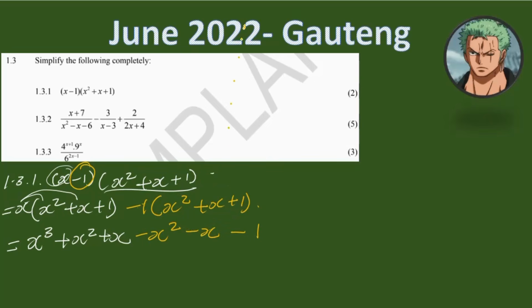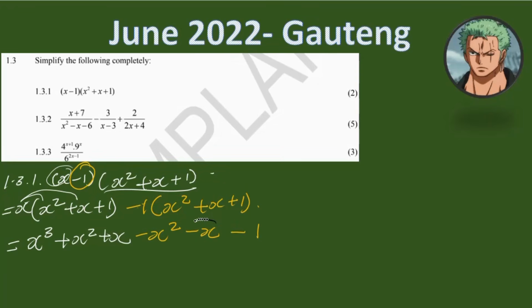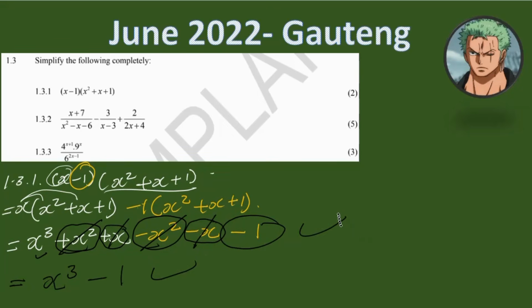Then you work with like terms. I'll choose a different color here. I have a negative x. I have a positive x. These things, they cancel out. I have a negative x squared. I have a positive x squared. These things, they cancel out. What am I actually left with here? I'm left with the first part here, which is x raised to 3, and I'm left with the last part, which is negative 1. There we go. 2 marks, guys. Beautiful 2 marks for you.